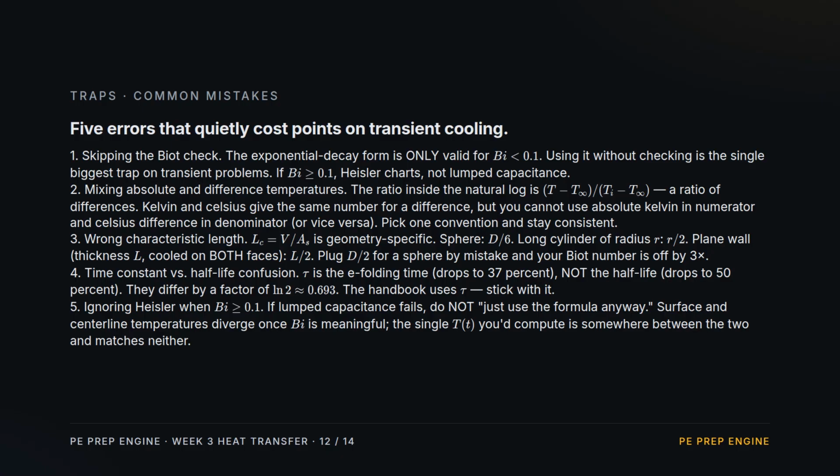Lc equals V over As, geometry specific, sphere d over 6, long cylinder r over 2, plain wall cooled on both faces L over 2. Use d over 2 for a sphere, and the Biot number is off by 3. 4. Time constant versus half-life. Tau is the e-folding time, not the half-life, differing by the natural log of 2. 5. Ignoring Heisler when Bi is at or above 0.1. If lumped capacitance fails, surface and centerline temperatures diverge, so don't use the formula.